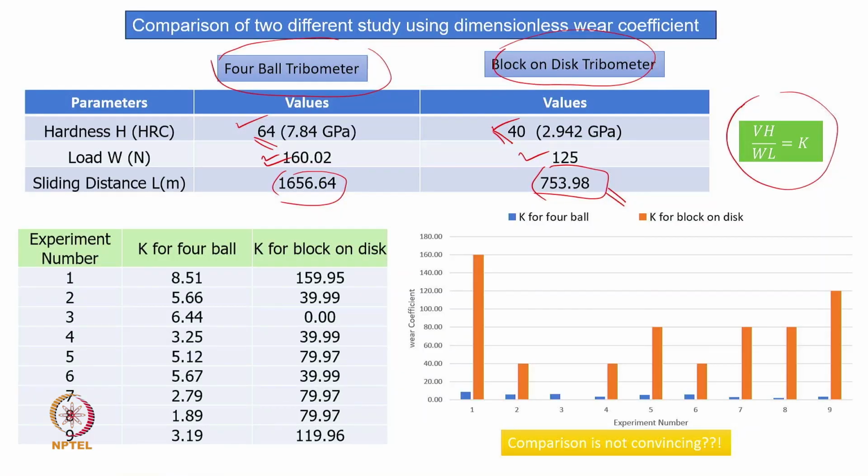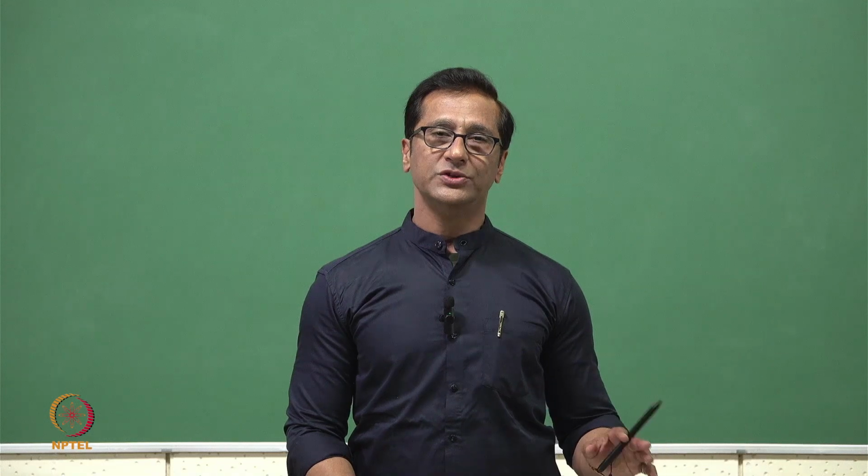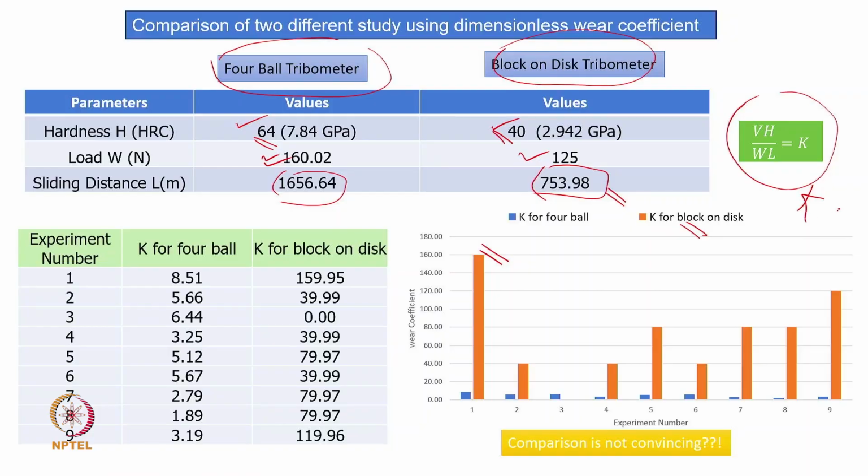Now when we see the results, you can see here the orange color on the K for block on disk is very high. We know K has to be lesser than 1. However, we are not using the units in this; we are just comparing two values as relative values, not absolute ones. Here you can see the orange value is even reaching 160, particularly for experiment number 1, and K for the 4-ball is lesser than 10, coming around 8.51 in the first case.